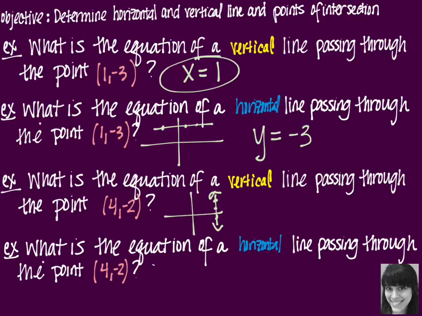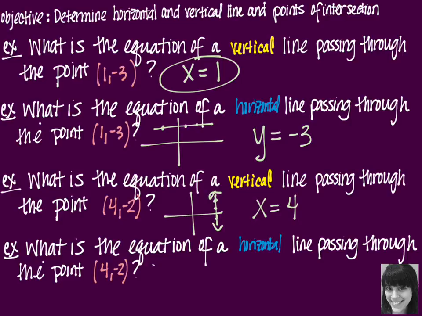The same x value, right? So I only care about what x is, and in this problem, x is 4. So x equals 4 is the equation of the vertical line that passes through the point (4, -2).